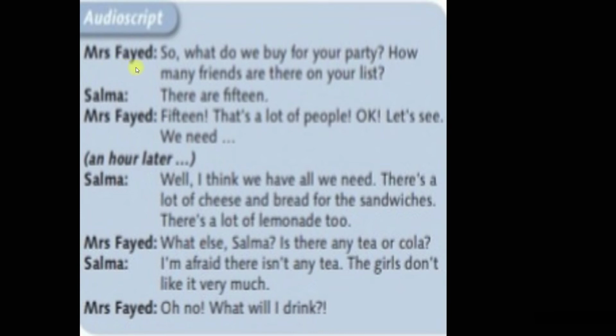Mrs. Fayed: So what do we buy for your party? How many friends are there on your list? Salma: There are 15. Mrs. Fayed: 15? That's a lot of people. Okay, let's see. We need an hour later. Salma: Well, I think we have all we need. There is a lot of cheese and bread for the sandwiches.